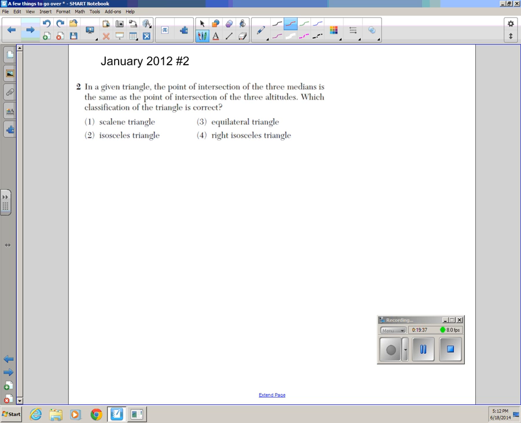So for example, I have a scalene triangle. Okay, here's a scalene triangle. All 3 sides are different. All right, now let me draw my medians in. So my medians go from midpoint to vertex, midpoint to vertex, midpoint to vertex. There's my centroid.